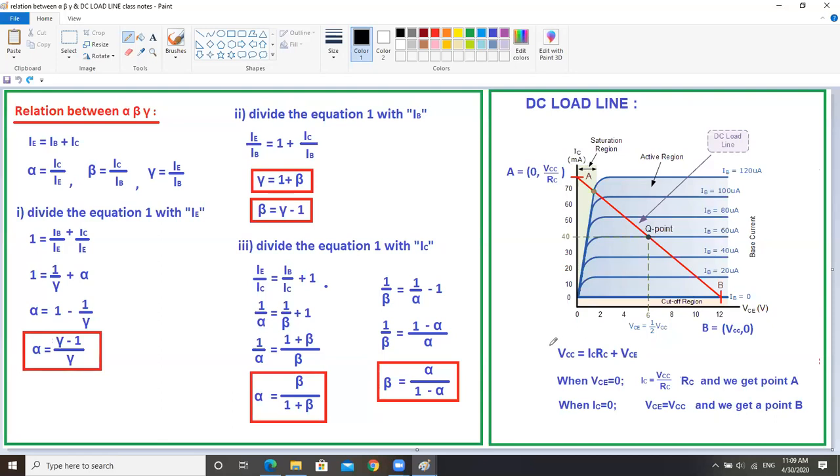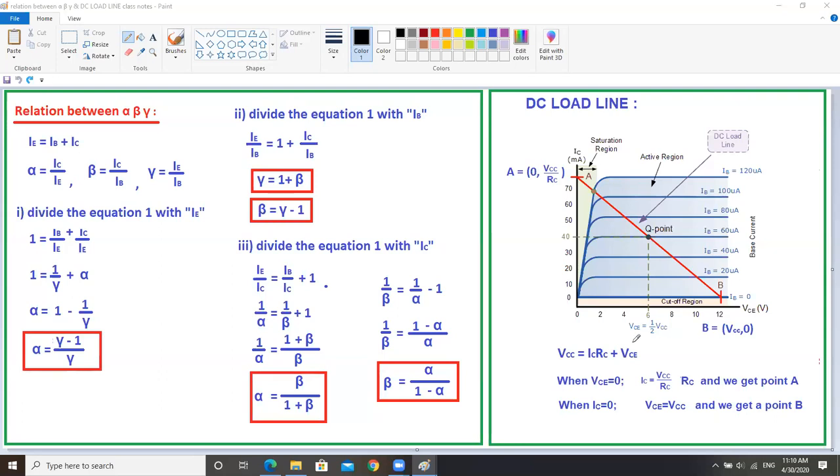Now this is the equation related to that common emitter configuration: the output equation. This is not the input equation. This is the output equation. Why? Because we are going to draw the DC load line on the output characteristics of your common emitter configuration. So that's why I'm going to take the output equation, and the equation is given by VCC is equal to IC RC plus VCE.